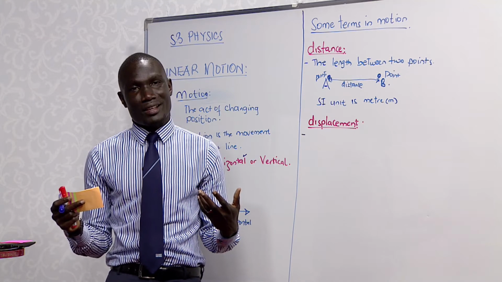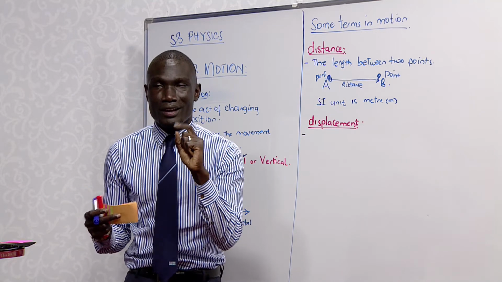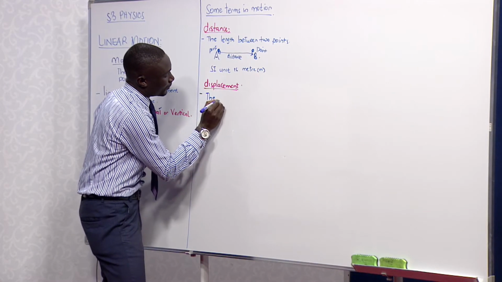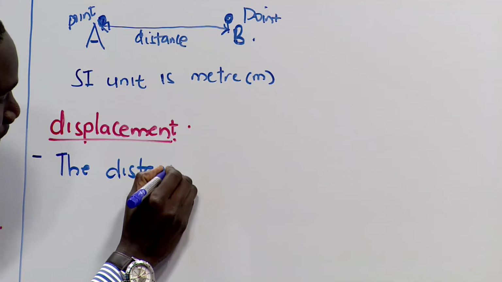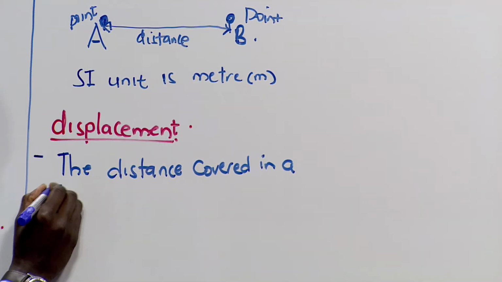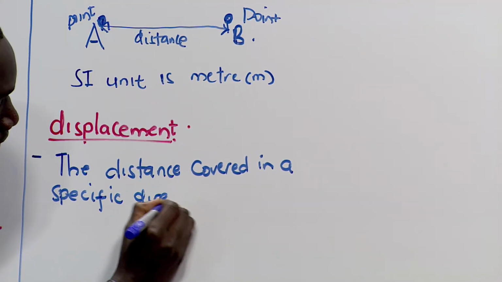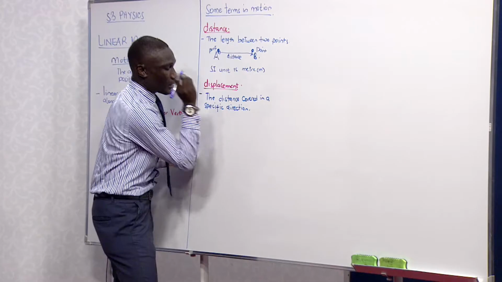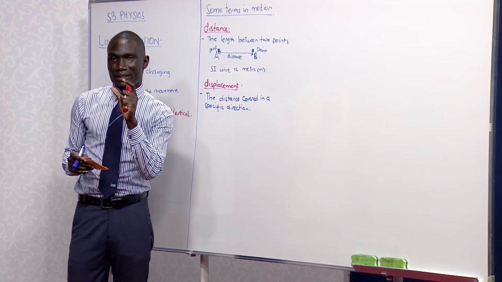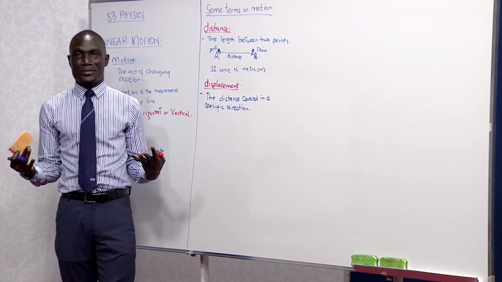What is displacement? Displacement is the distance covered in a specific direction. That is how we define displacement. Now, listen to this explanation. How is displacement different from distance?